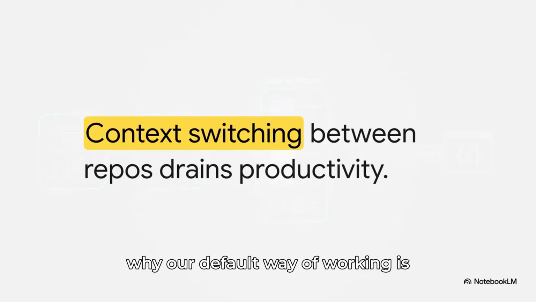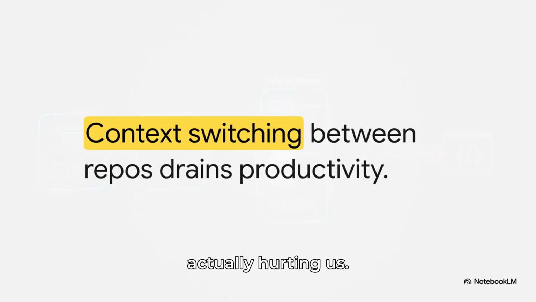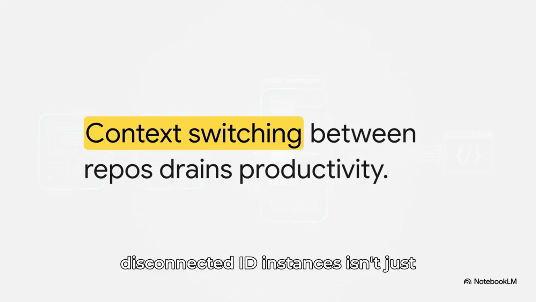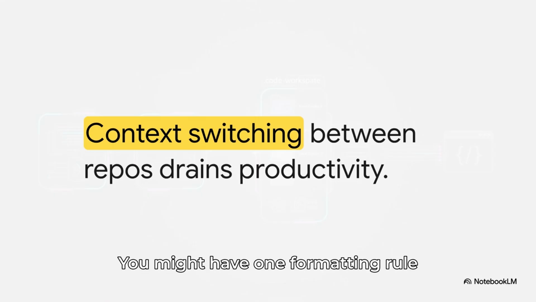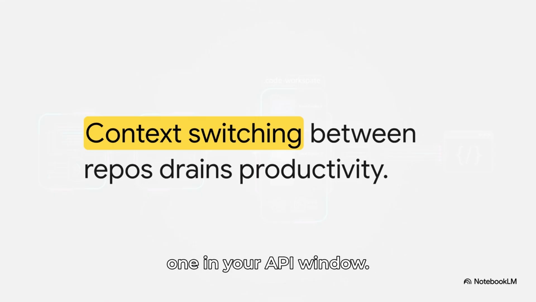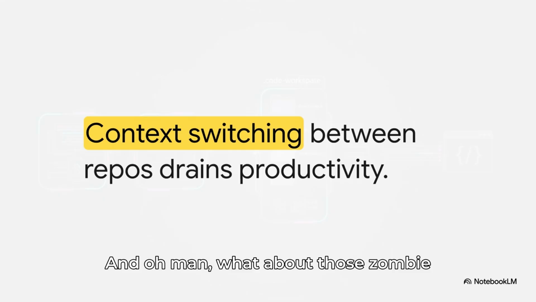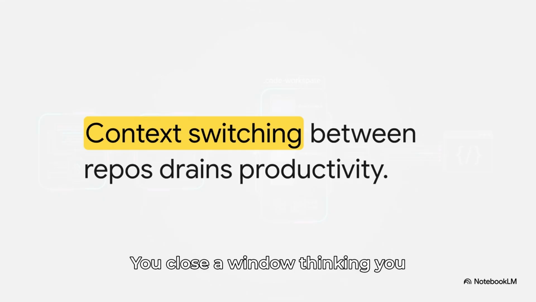You really have to wonder why our default way of working is actually hurting us. Context switching between disconnected IDE instances isn't just a minor annoyance, it causes actual configuration drift. Think about it. You might have one formatting rule in your front-end window and a totally different one in your API window. And oh man, what about those zombie background processes? You close a window thinking you stopped a service, but nope, the process is still running, leading to those incredibly frustrating port conflicts. Ultimately, this fragmentation is exactly what leads to that dreaded "it works on my machine" excuse, simply because there's no single source of truth for how the system should run as a whole.